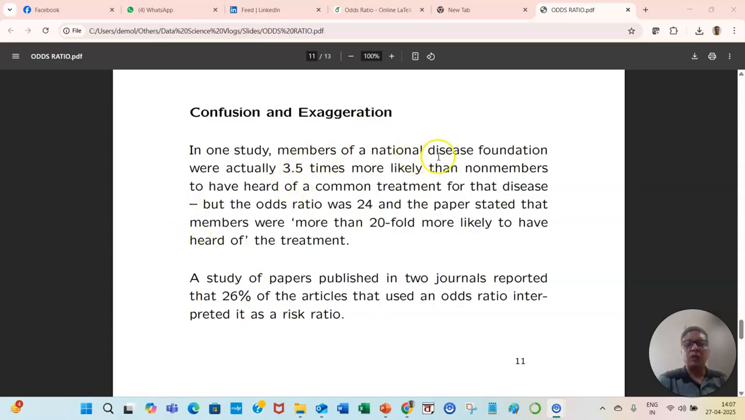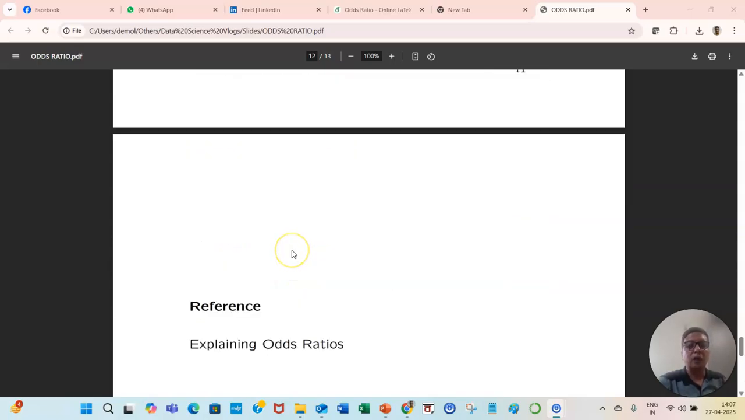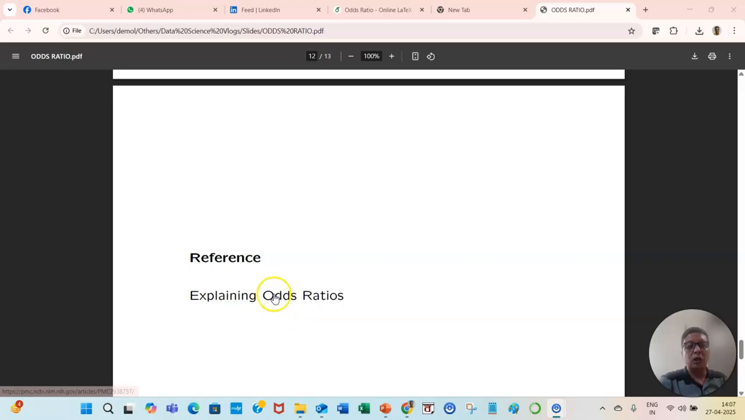In one study, members of a national disease foundation were actually 3.5 times more likely than non-members to have heard of a common treatment for the disease, but the odds ratio was 24, and the paper stated that members were more than 20-fold more likely to have heard of the treatment. A study of papers published in 2 journals reported that 26% of the articles that used an odds ratio interpreted it as a risk ratio. Even in papers, we are seeing these mistakes, the confusion between odds ratio and relative risk. The entire article is based on this online blog.